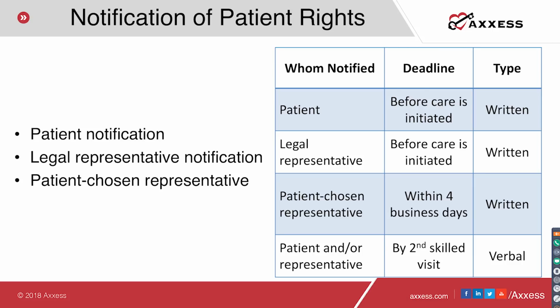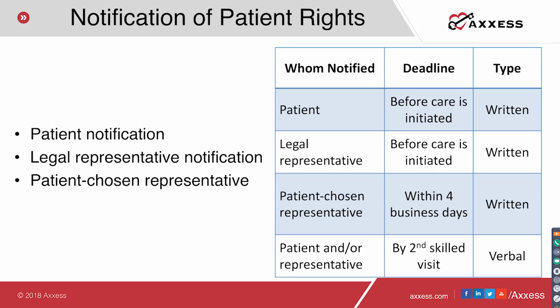We want to talk briefly about notification of patient rights. You'll see on the right-hand side here a table wherein we see the timelines for which patients' legal representatives, patient-chosen representatives, and/or the patient and representative have to be notified of written and/or verbal patient rights. The thing that I want to highlight here is that the patient rights, as we're going to talk about them in just a moment, you will see highlighted in the rights patients being notified of different things that will translate over into the care plan and coordination of care standards as well.